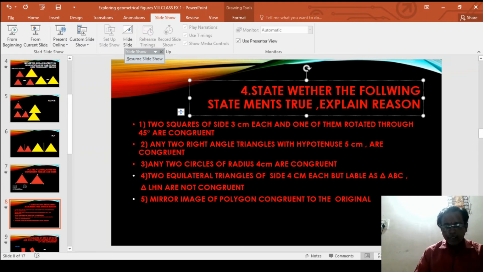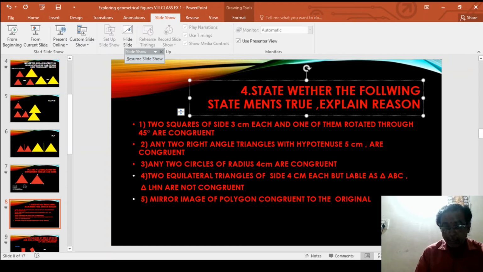Next question. Any two right angle triangles with hypotenuse 5 cm are congruent. Two right angle triangles are there and they are having the common hypotenuse of length 5 cm. Can you say they are congruent? Let us see.